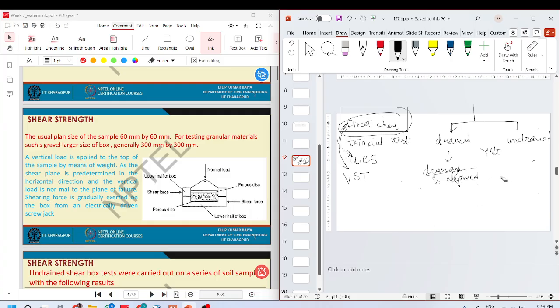That is why drained tests are usually performed for coarse grained soils, because they are freely draining, they have high permeability, they don't get excess pore water pressure buildup. And undrained tests are performed for fine grained soils. Fine grained soils can also have drained tests, but they are very, very slow.